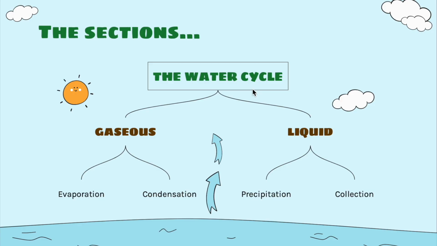So these are the sections of the water cycle. We have gaseous and liquid. So evaporation and condensation happen in the gas state. Liquid would be precipitation and collection. These two happen in the liquid form.